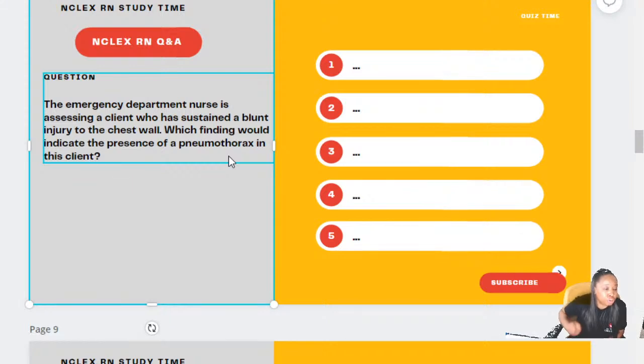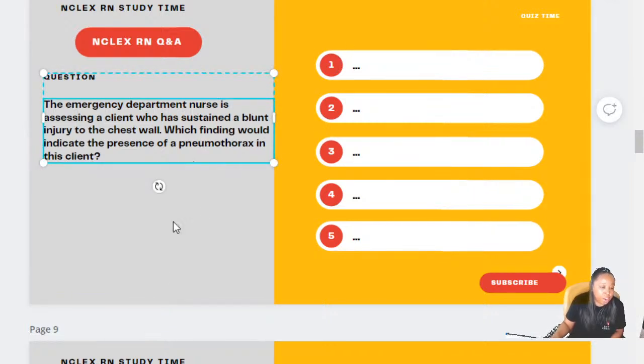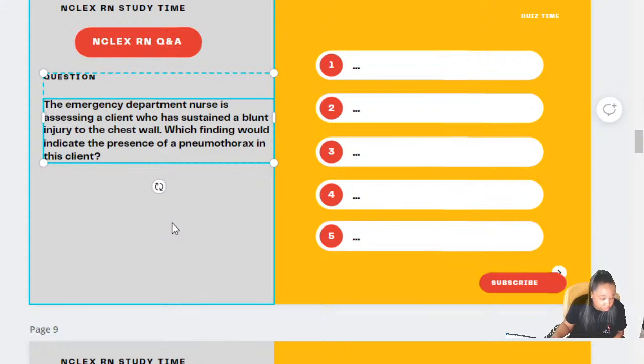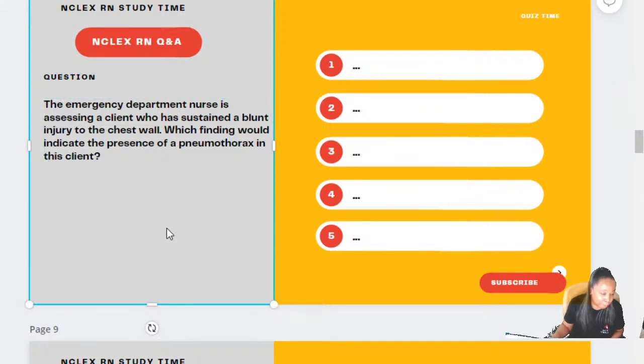Sometimes the air might not go through the lung. It might go to the layers before you get into the lung. Sometimes we call it tension pneumothorax. But in this case, the air is in your lung, and you receive that patient in the ER, and then they ask you which finding will indicate the presence of pneumothorax. What will you see in the patient that will make you believe that patient has pneumothorax? So here is the first answer.